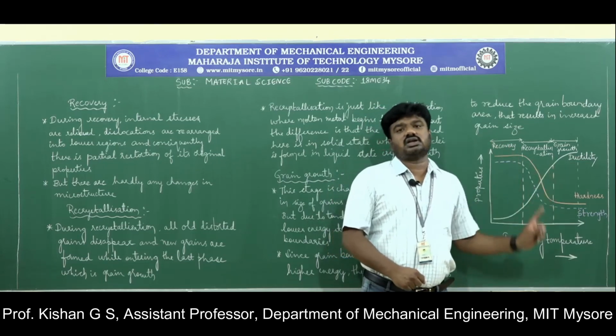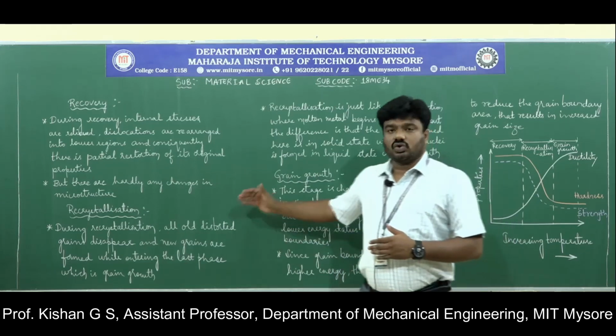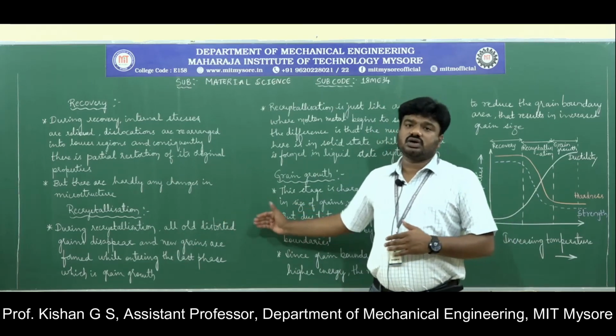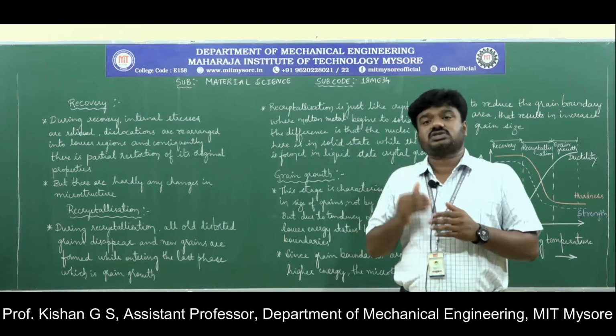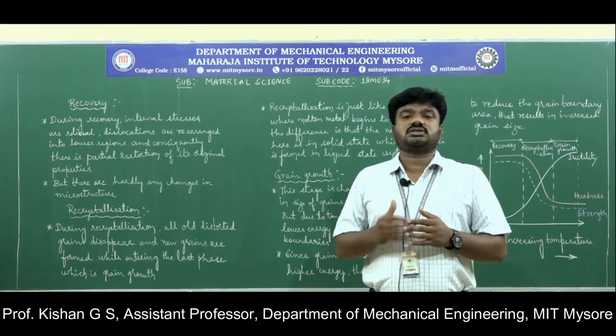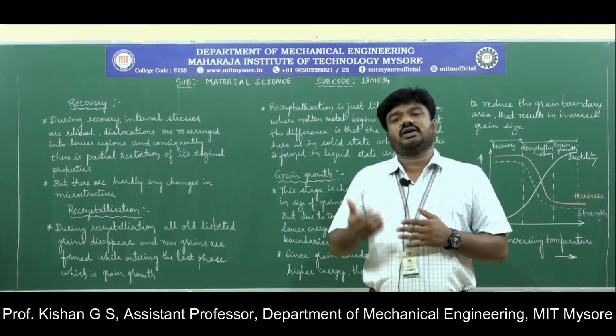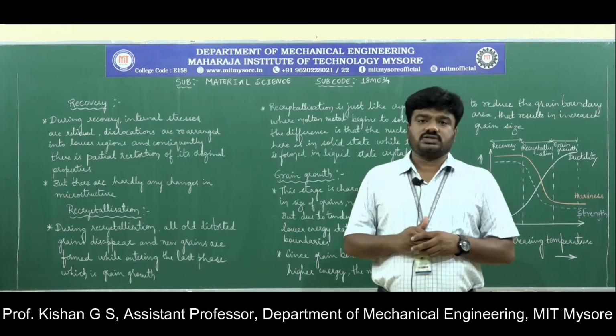This decrease in hardness and strength is basically due to the changeover of the old distorted grains into newer grains. So keep in mind, it is not the old grain, it is the old distorted grain, that is the old dislocated part. It is the error which is going to be recovered when it comes to the recrystallization phase.